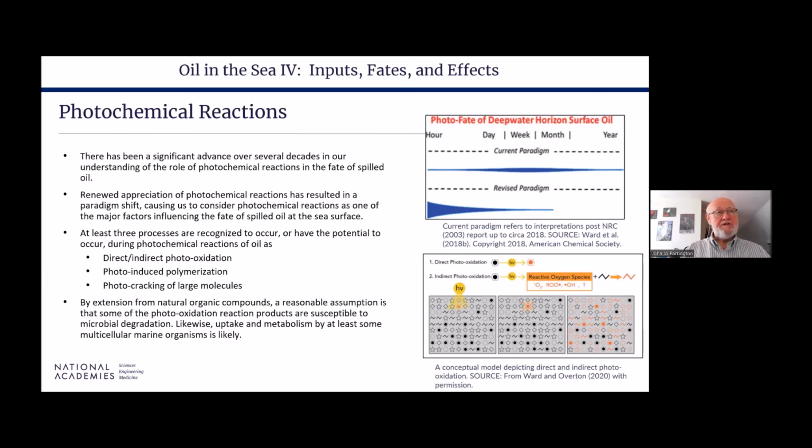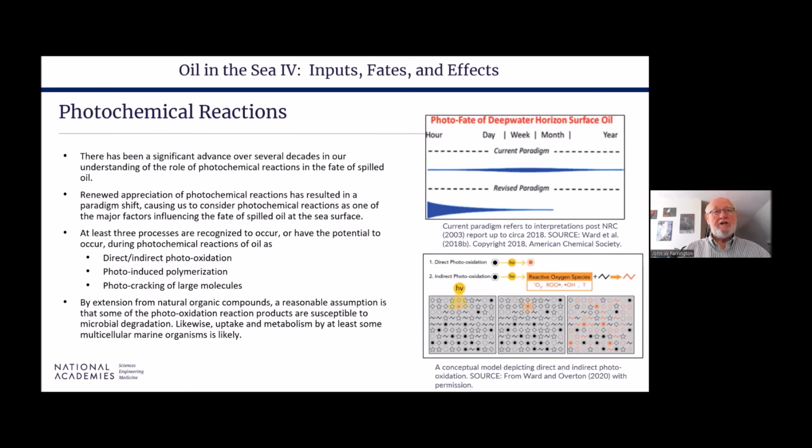During the last two decades, there's been a renewed appreciation of the photochemical reaction, and it's resulted in a paradigm shift, causing us to consider photochemical reactions as one of the major factors influencing the fate of spilled oil at the sea surface and also on the shoreline as it comes ashore. The paradigm shift is indicated in the upper right-hand corner here, where prior to about 2018, that was the current paradigm of the impact of photochemical fate on spilled oil, and especially the Deepwater Horizon surface oil.